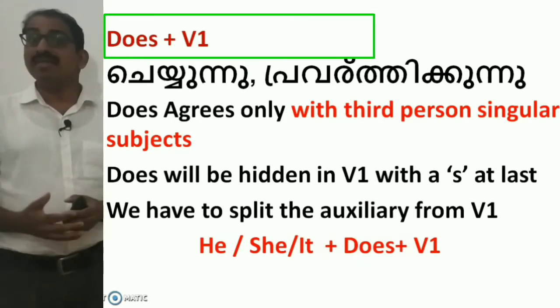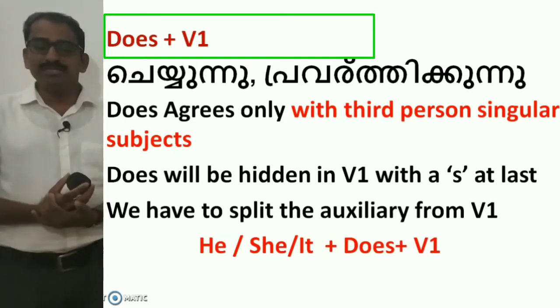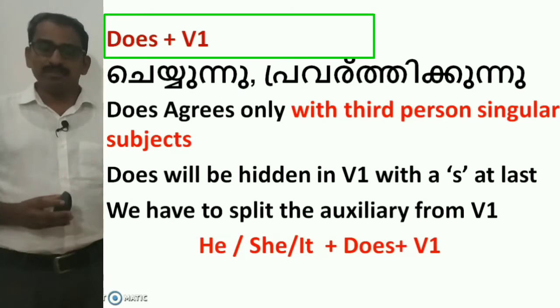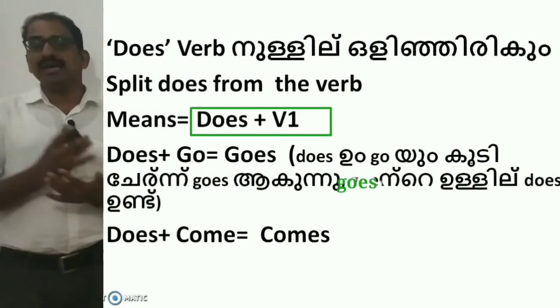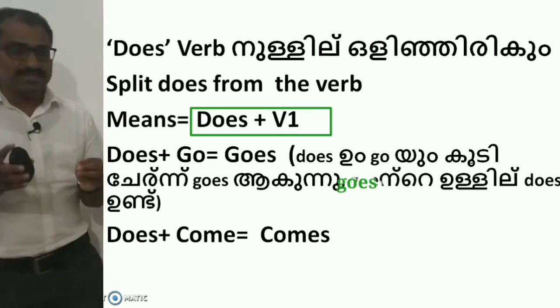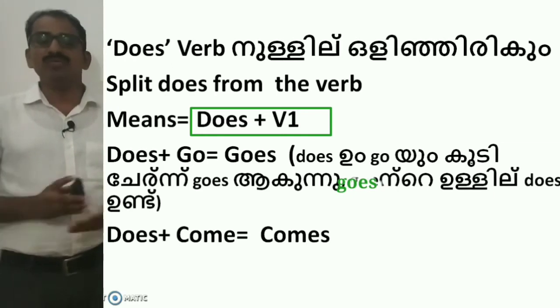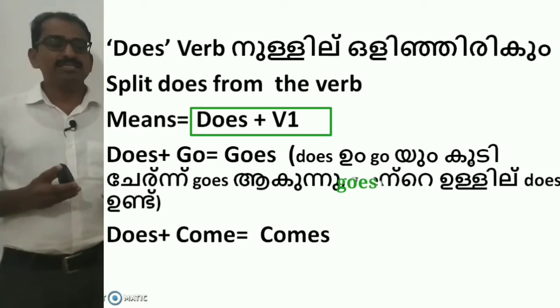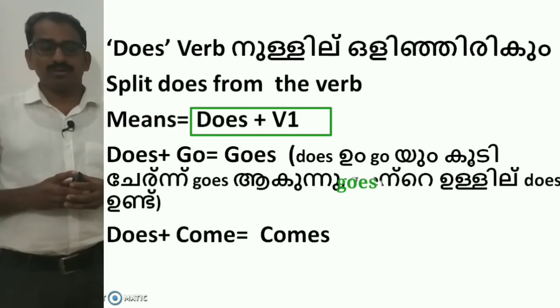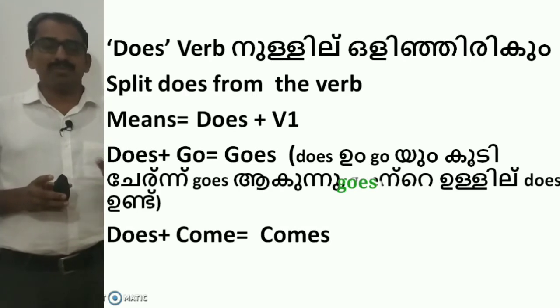So we have to split that verb into two. We have to split the auxiliary from V1. That means he, she, it plus does plus V1. Does verbinullil olinju kidakkukayirikkum, olinjirikkum. We have to split does from the verb. That means does plus V1. Does plus go, that means goes. Dasum going kude chernu goes agunu. Goes inde ullil avide does undu. Does plus come, that means comes.